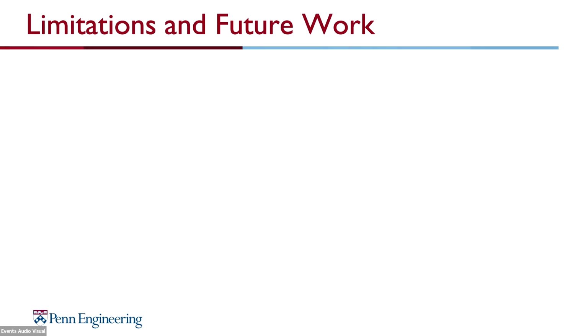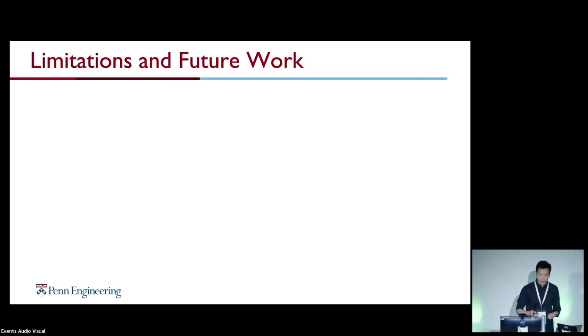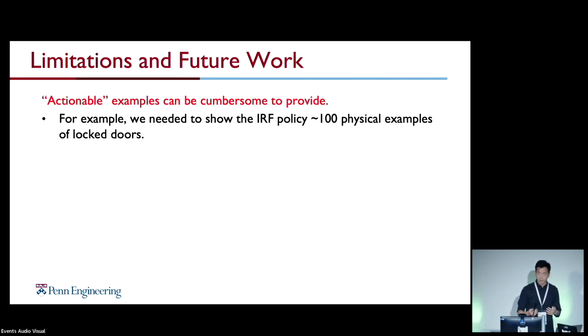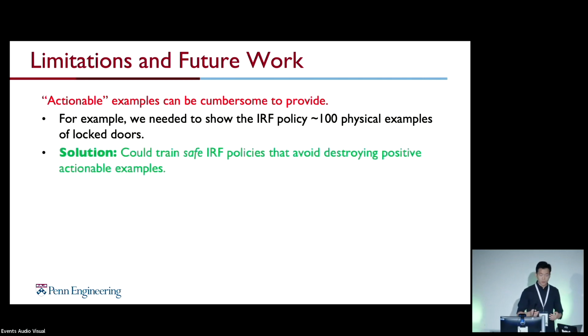So we are excited about the performance of our algorithm LERF and plan to continue improving it. But one important current shortcoming is that the actionable examples can be cumbersome to provide. For example, we need to show the ERV policy around 100 physical examples of locked doors in the door locking task in order for the ERV policy to learn the actual verification behavior. One solution could be to train safe ERV policies that avoid destroying positive actionable examples.